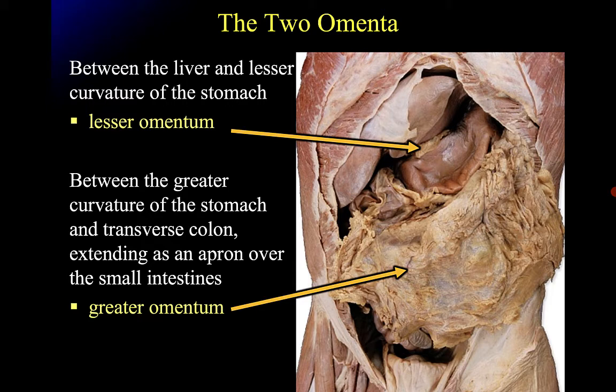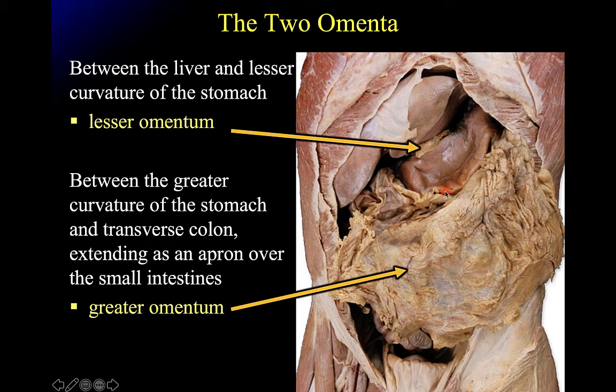We have two what we call omenta, the lesser omentum and the greater omentum, and these are associated with the two curvatures of the stomach. So the superior curvature of the stomach is called the lesser curvature, and this little kind of fatty looking thing in here is the lesser omentum, connecting the underside of the liver to that superior portion of the stomach.